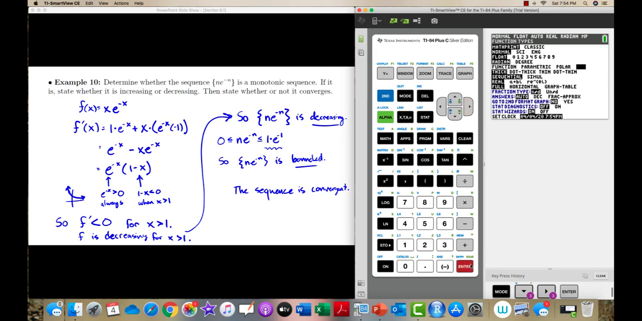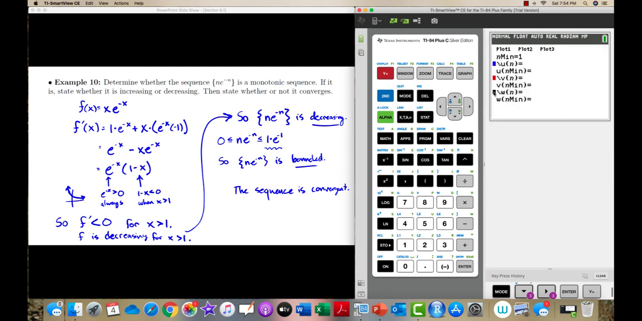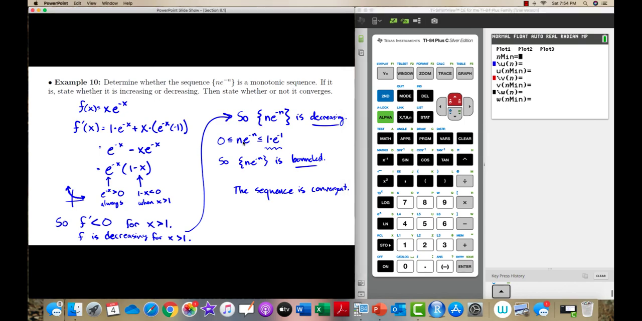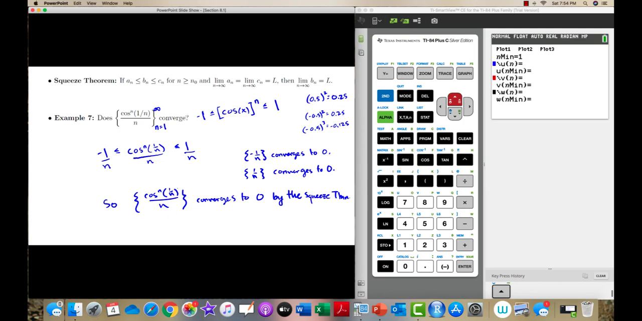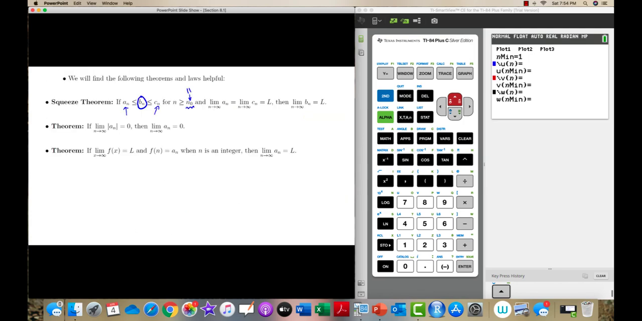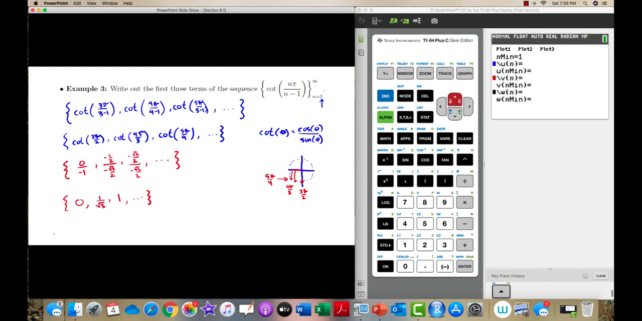So when I hit sequence and I go to my y equals menu, it looks like this. First off, when it says n min, that's you telling it where to start. Okay, so let me go back to some of these earlier sequences that we worked on. Go back to the first couple.